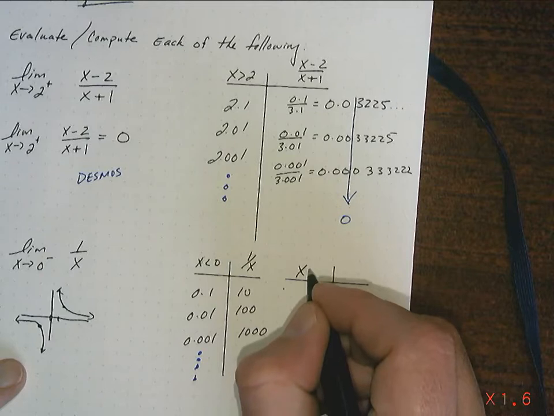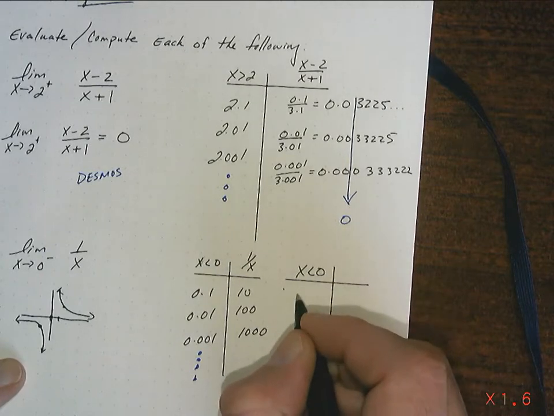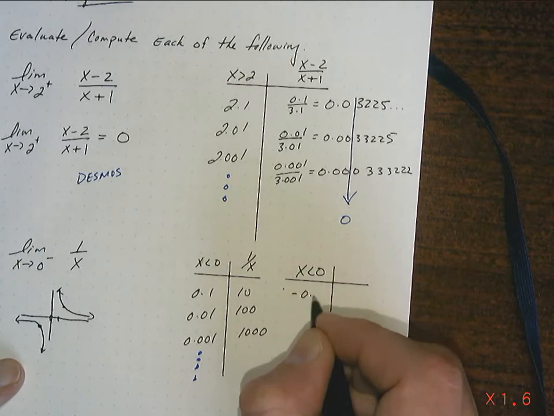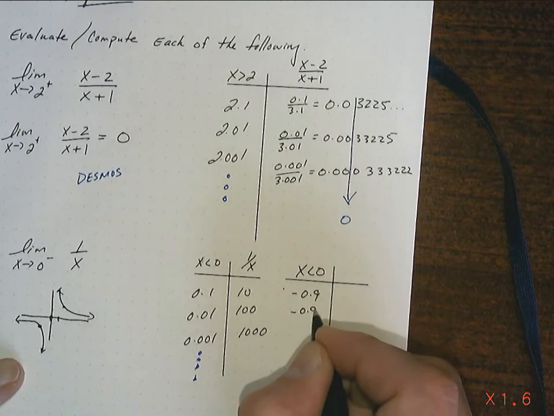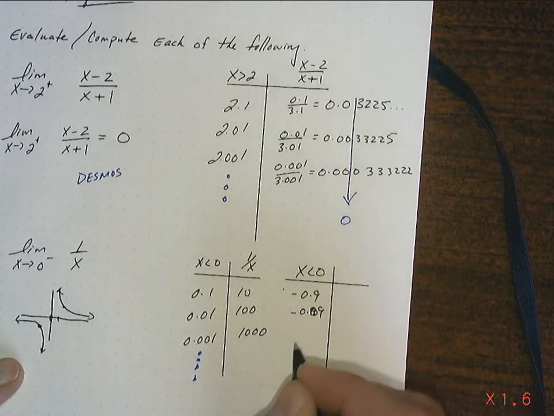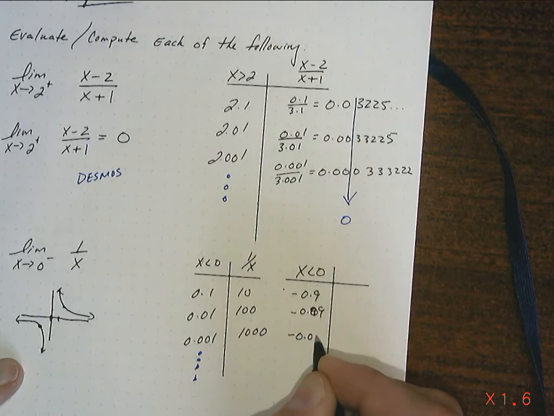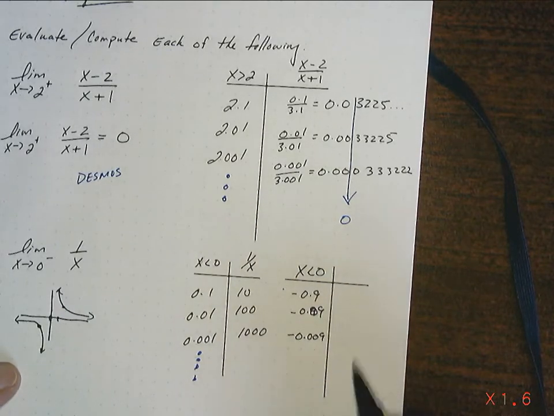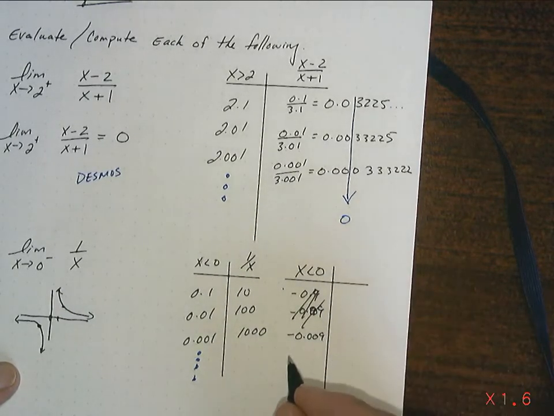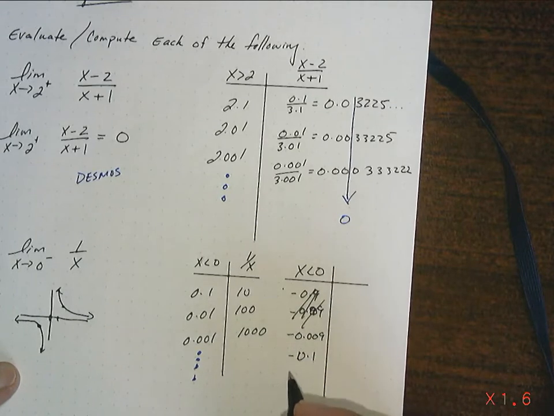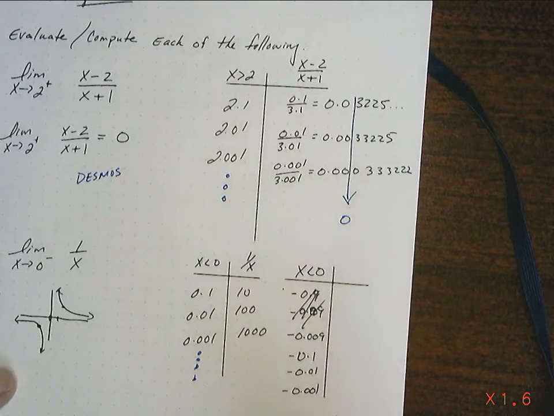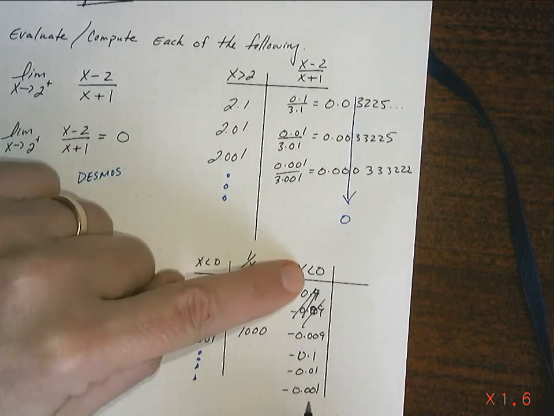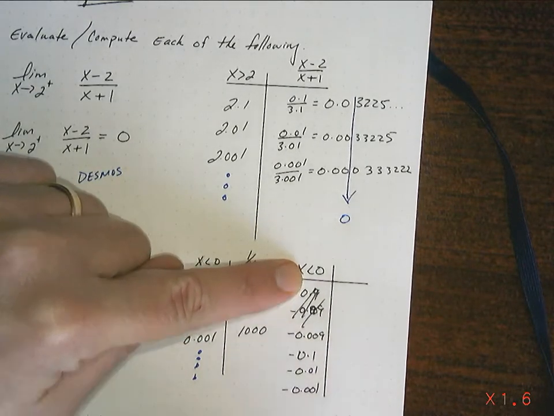If I want values that are less than 0, it's going to have to be negative 0.9, negative 0.909, negative 0.009. Does that make sense? No, I wouldn't use those points. Those points are no good. I'd use these ones. Negative 0.1, negative 0.01. There we go. That is on the left-hand side of 0, right? And getting closer and closer to 0.